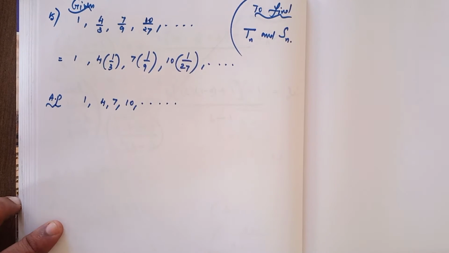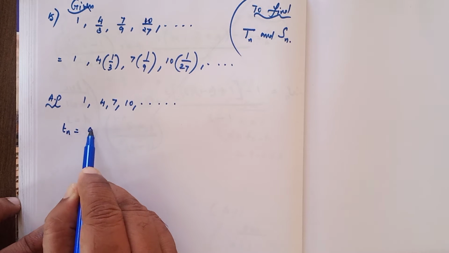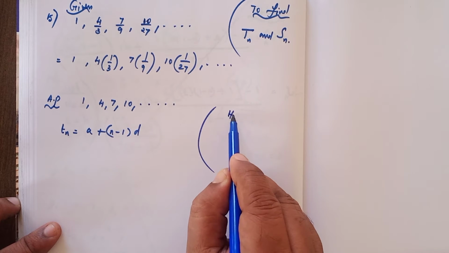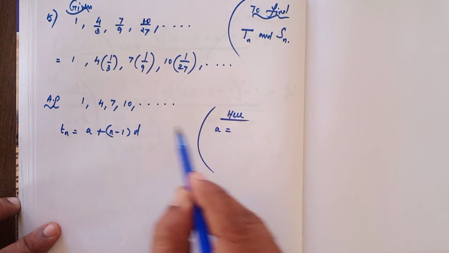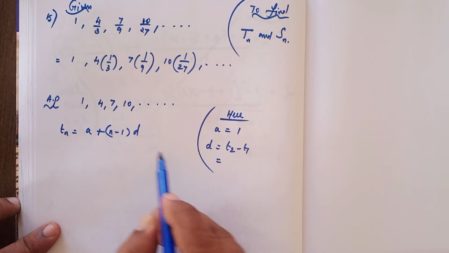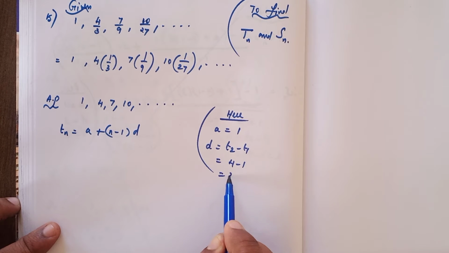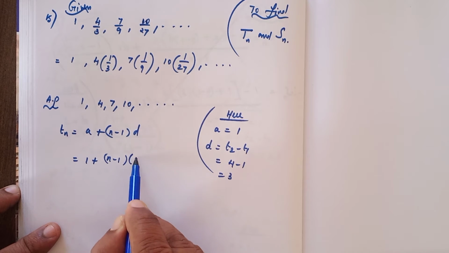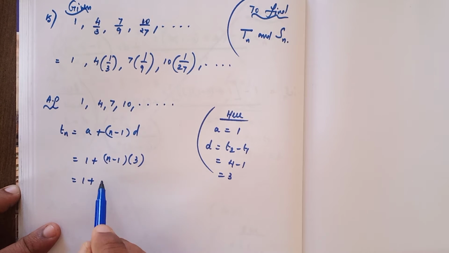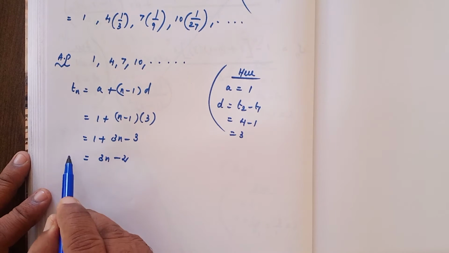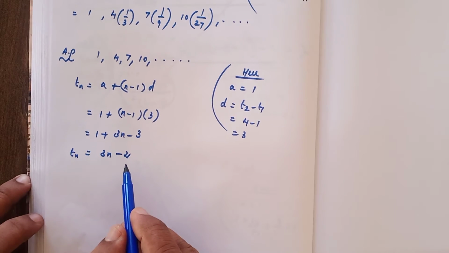In AP, the general term Tn formula is a plus n minus 1 into d. Here a is equal to 1, and d is equal to second term minus first term, that is 4 minus 1, equal to 3. Substituting: 1 plus (n minus 1) into 3, that is 3n minus 3 plus 1, which is 3n minus 2. So Tn is equal to 3n minus 2.